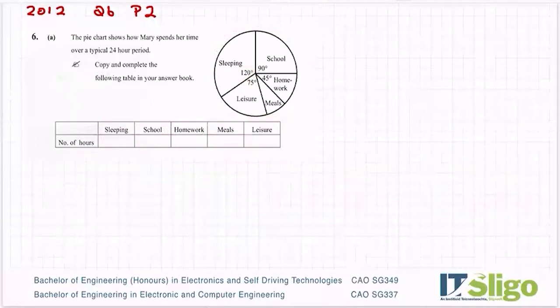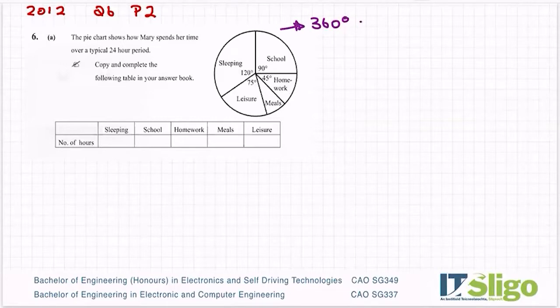Okay, so in the last question we did a pie chart. We designed the pie chart. This one, they're giving you a pie chart and you have to fill in the table. So it's kind of like backwards to the last one. Okay, so if you remember, a pie chart, or any circle, adds up to 360 degrees.